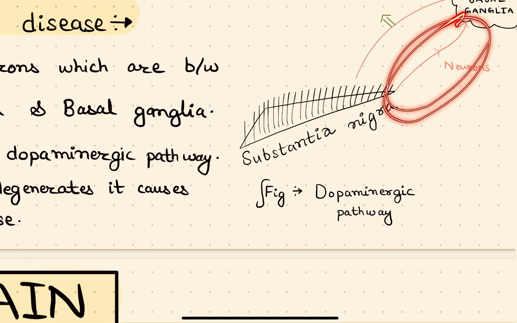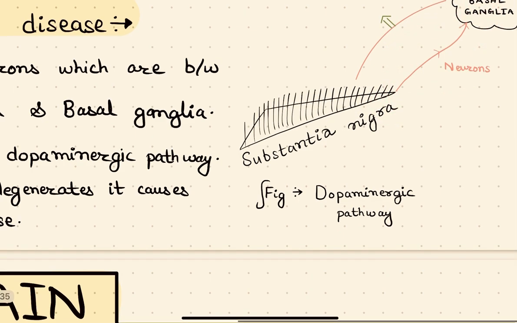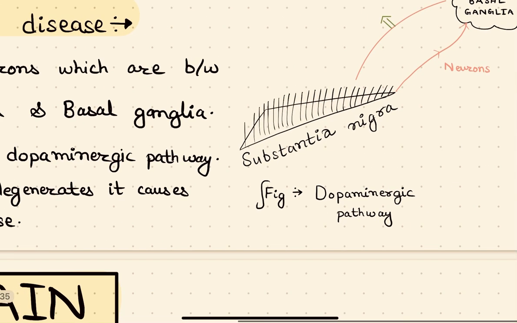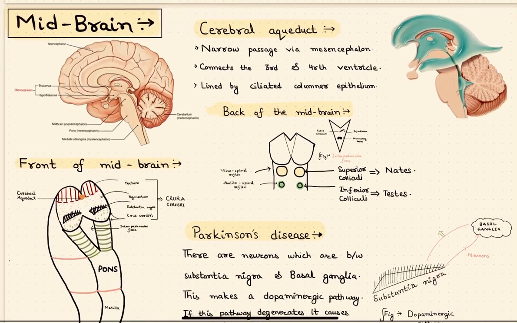Whenever this dopaminergic pathway gets destroyed or degenerated, it causes Parkinson disease. What is this Parkinson disease? In Parkinson disease, a person is not able to do considerable movements. Why? Because dopamine is not produced, or we can say not transported, between substantia nigra and basal ganglia. So this was all about the midbrain.